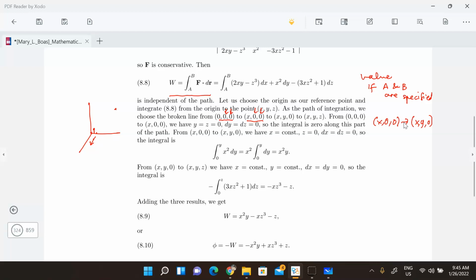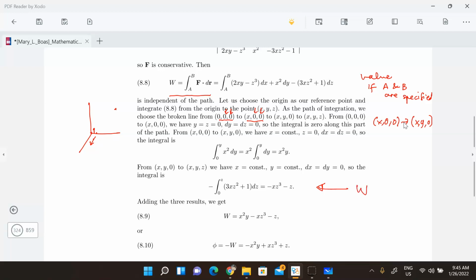So one segments the path into these three parts where only one variable is varying for each segment, and then you can do the integration for the three segmented paths, okay, and finally get the answer for your W.